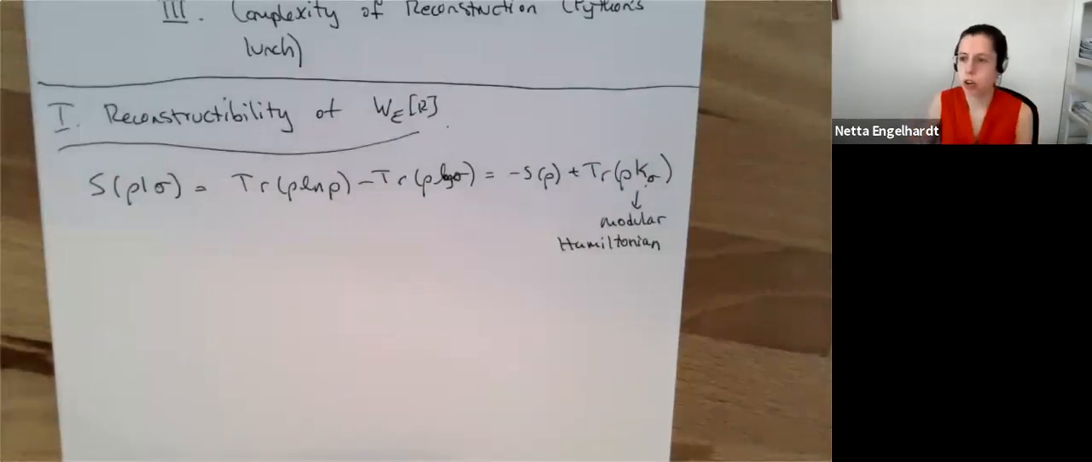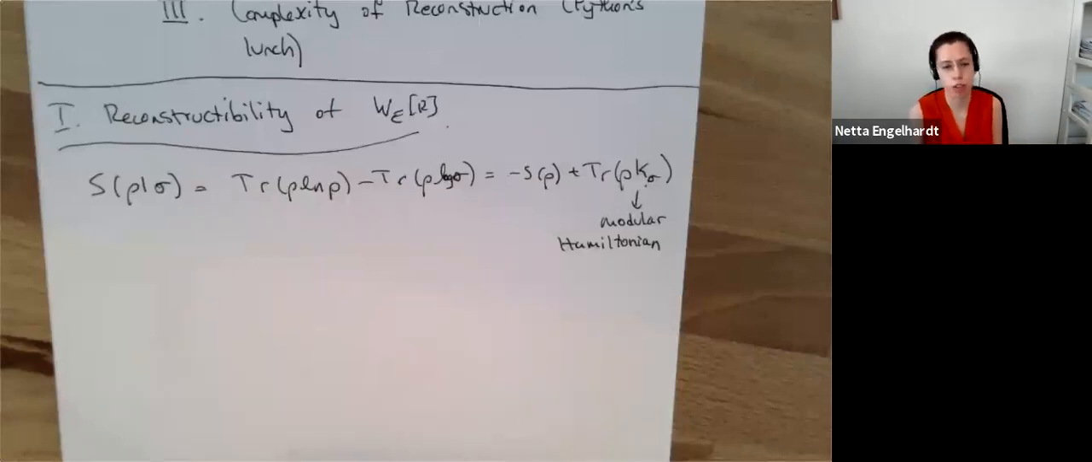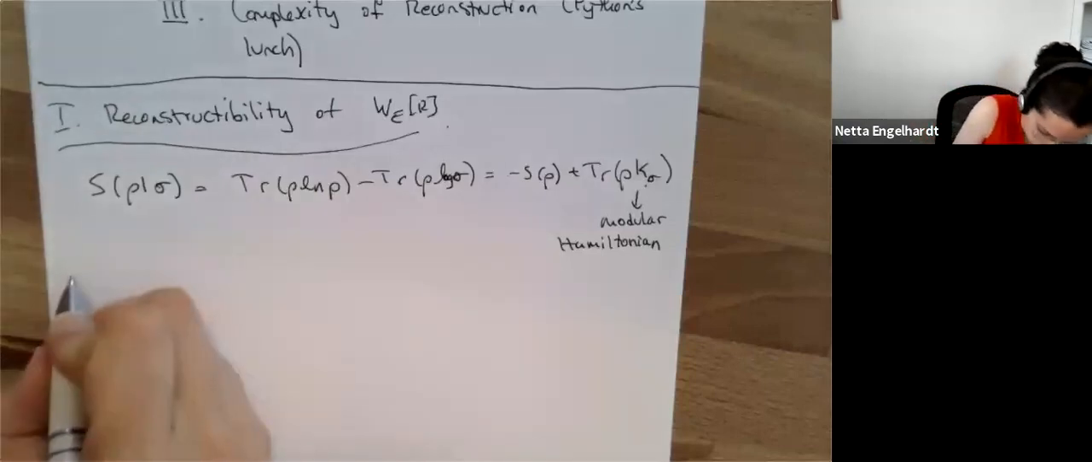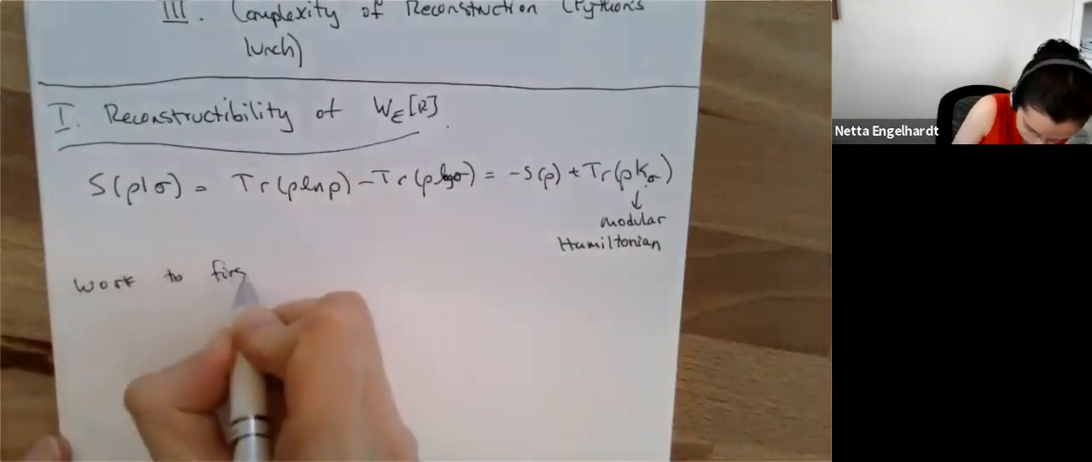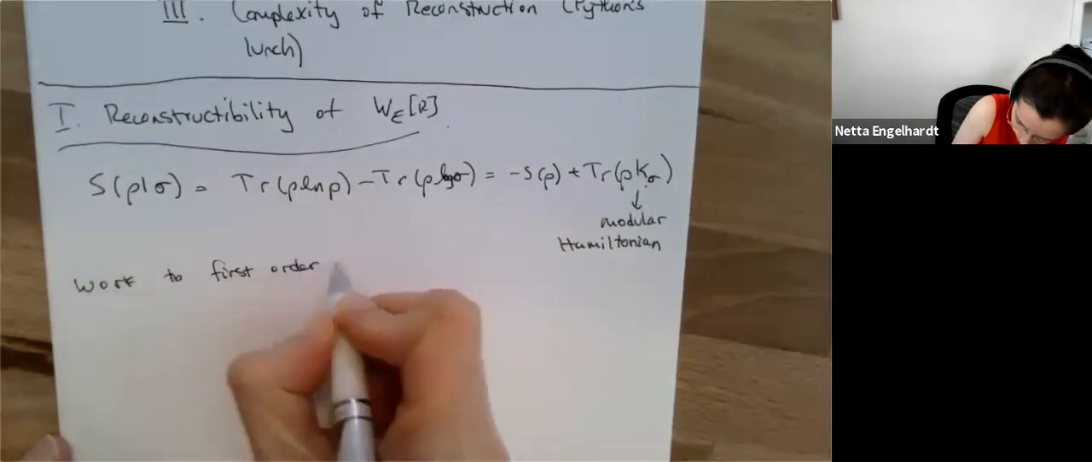In order to work with the Dong-Harlow-Wall argument, at least for the moment, we're working purely to first order in quantum corrections, meaning we're not including any kind of back reaction. For this purpose, we'll also be considering just Faulkner-Lewkowycz-Maldacena, meaning the classical extremal surface is the one we're using. So we're going to work to first order in quantum corrections.